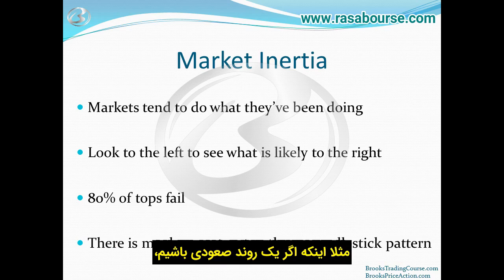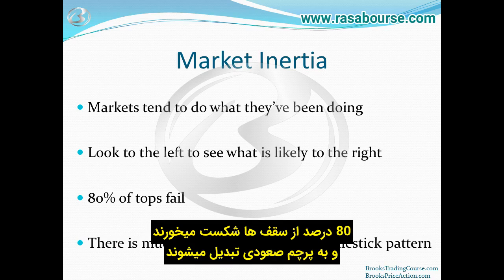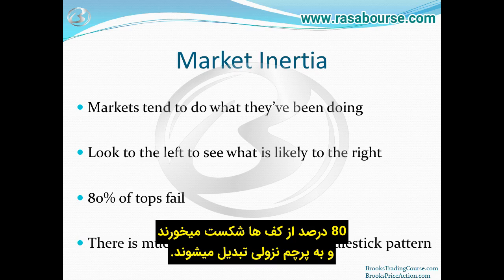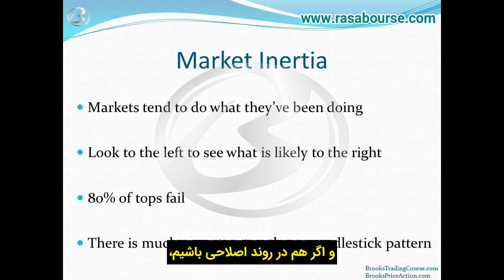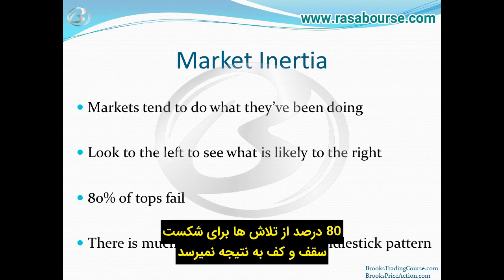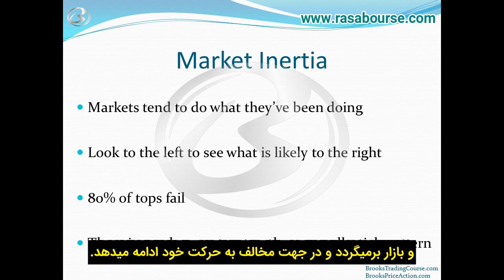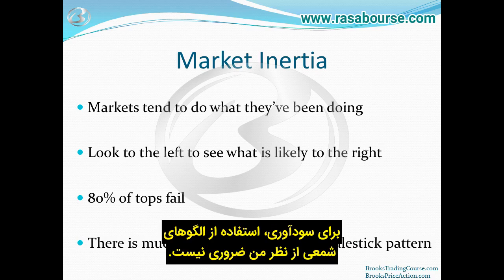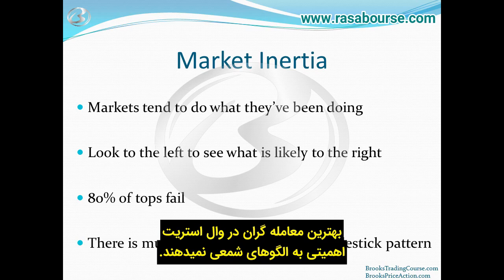And if you're in a bull trend, 80% of tops will fail and become bull flags. If you're in a bear trend, 80% of bottoms will fail and become bear flags. If you're in a trading range, 80% of breakout attempts up and down will fail, and the market will reverse and go to the opposite end of the trading range. So there's much more to a top or to a bottom than a candlestick pattern. And in fact, candlestick patterns are not necessary at all to make money. And my guess is most of the very best traders on Wall Street don't pay any attention to the candlestick patterns.